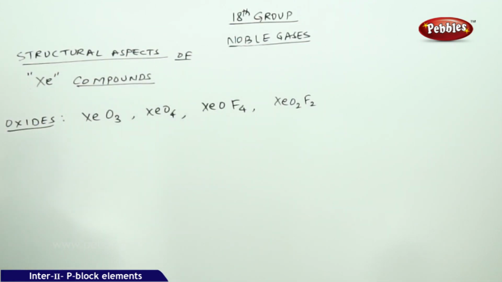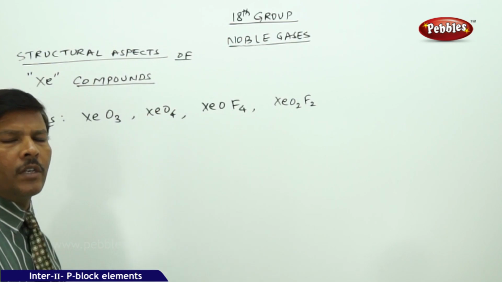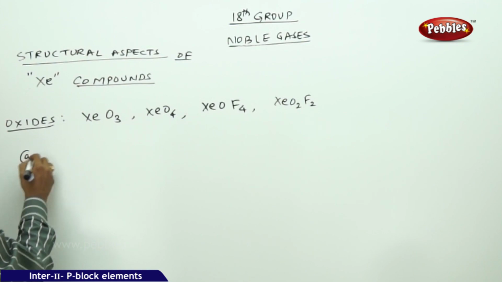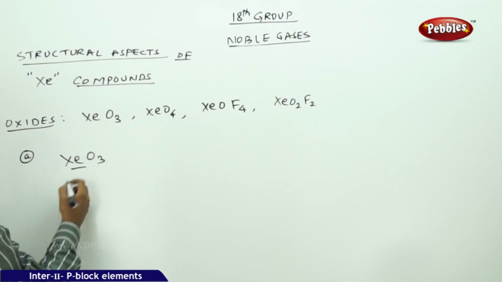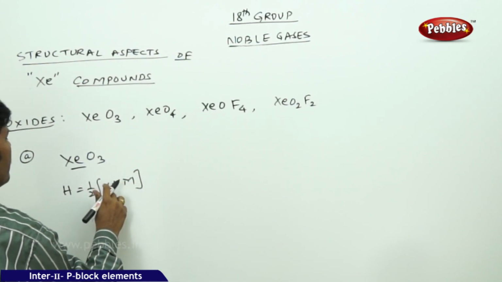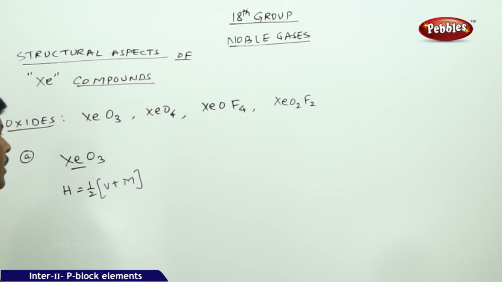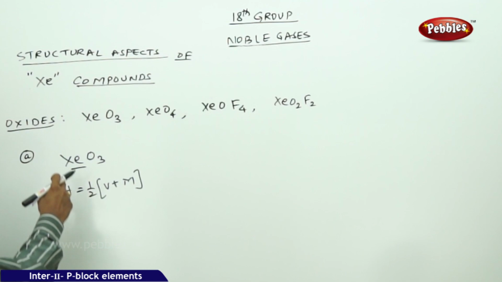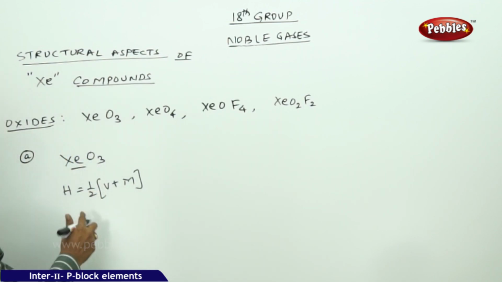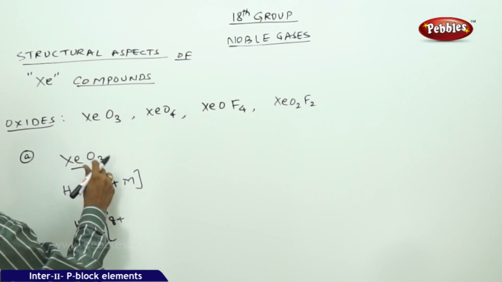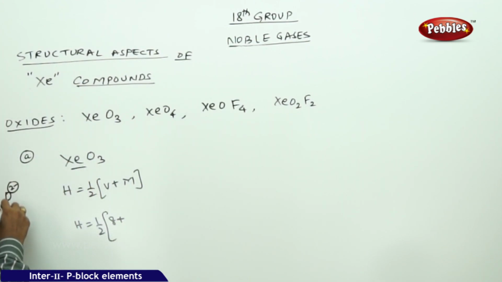So how can we identify the structure and hybridization of the given oxides of xenon? For example, if I am going to take XeO3, underline xenon, apply the formula H is equal to half of V plus M. So V is the number of valence electrons of the central atom, and M is the number of monovalent atoms present in the oxides of xenon. So here, if I am going to take H is equal to half of, xenon's number of valence electrons is 8, and oxygen is not a monovalent atom, oxygen is always bivalent.